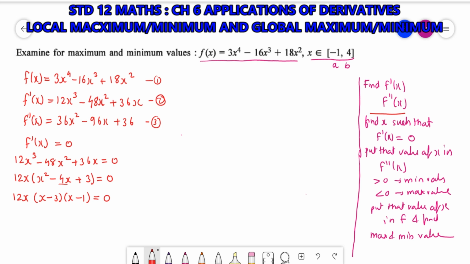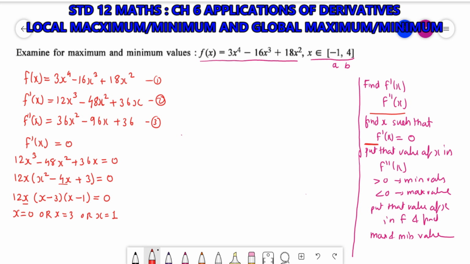Okay. So now what does this mean? Either x is equal to 0, or x minus 3 equal to 0 means x equal to 3, or x minus 1 equal to 0, that means x equal to 1. So I got three values of x. Clear? So I got the values of x. Now next step, put those values in f double dash x.